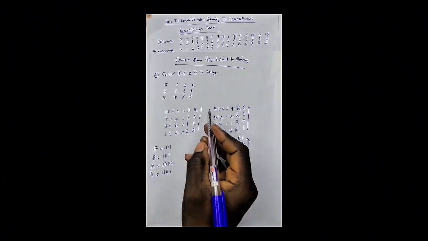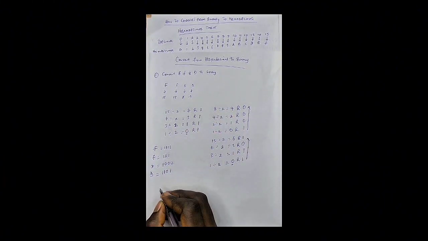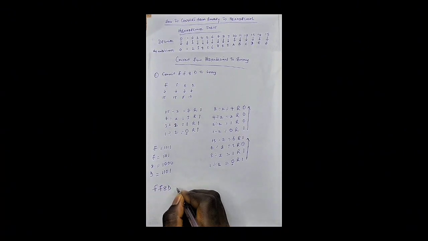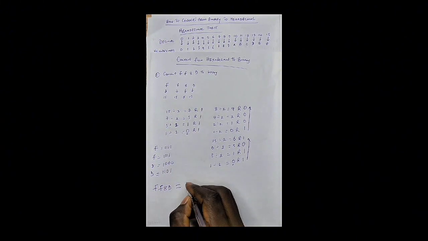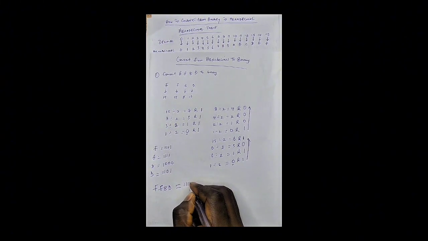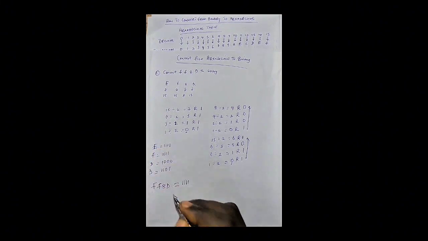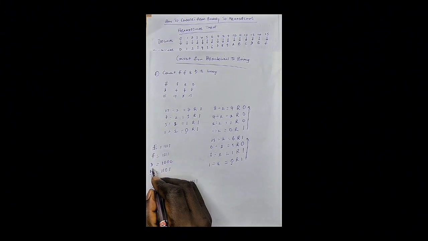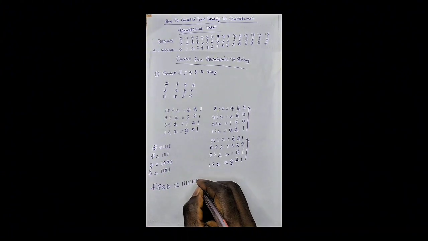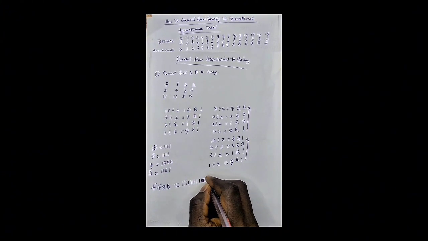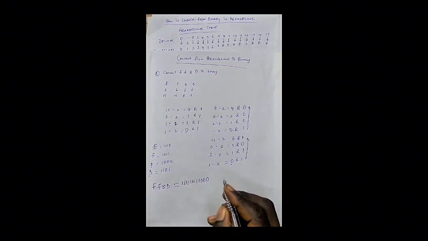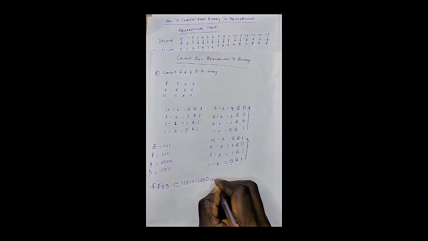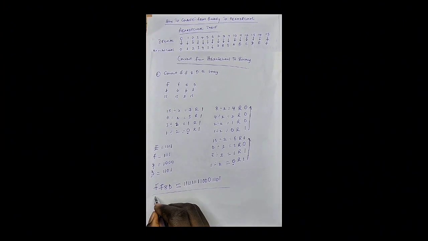So our hexadecimal number FF8D in binary is equal to: the first F, 1111, then you take the second F, 1111 again, then you take the 8, 1000, then you take the D, 1101. That's our answer.